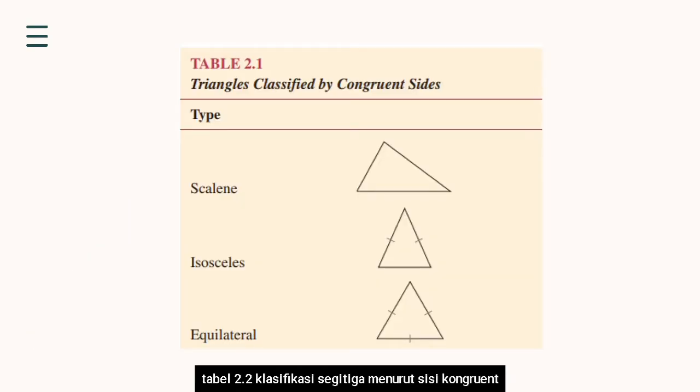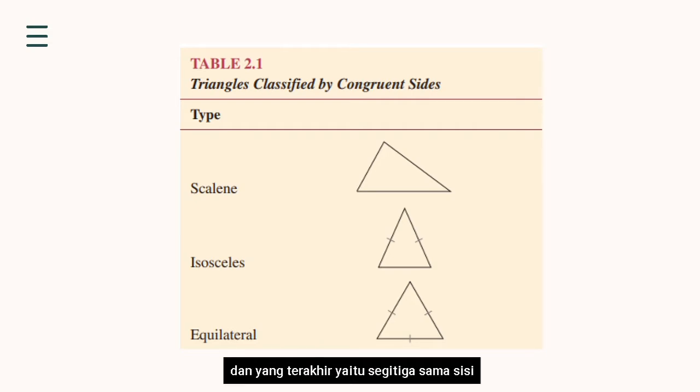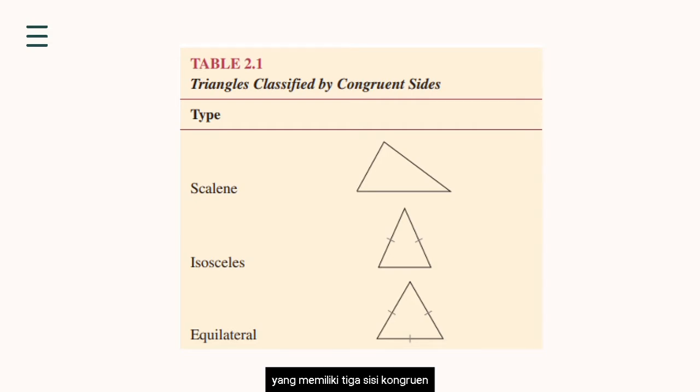Table 2.1 is triangles classified by congruent sides. The first type is called a scalene triangle. The figure has no congruent sides. The second type is called an isosceles triangle, which has two congruent sides, and the last is the equilateral triangle, which has three congruent sides.